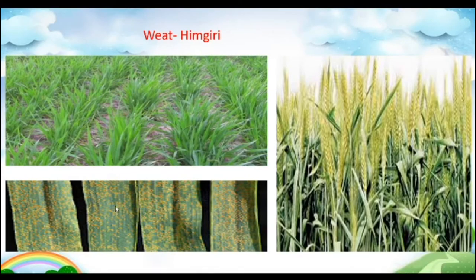So this is the one. Look at the leaf. Compare with this, the leaf seems to be affected by the disease. So what will happen? It will disturb the photosynthesis. If it disturbs the photosynthesis, it will disturb the chloroplast which is present in the leaf. It may not do proper photosynthesis, which means the yield will be reduced, or we may not get the expected yield. So this variety, Himgiri, if you are cultivating this type of wheat, we can avoid this disease.